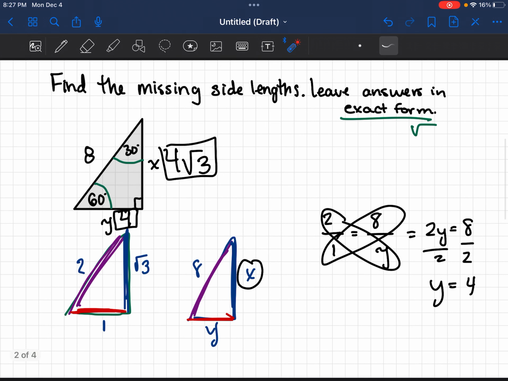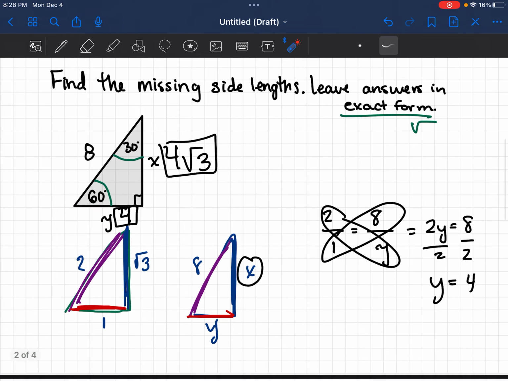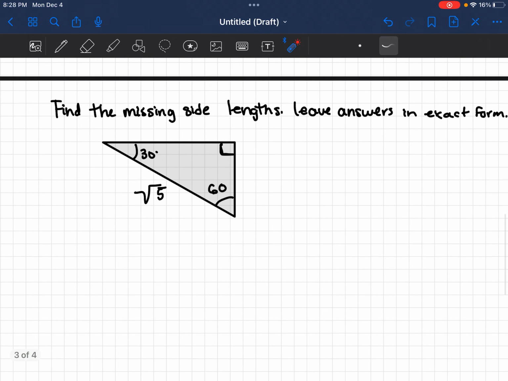So if I look back here, I see from 4 to 8 was times 2. And from the short leg to the long leg, it was 4 times the square root of 3. So that pattern is always going to hold true, and I can think about these being halves and this being times the root of 3. I can always come back also and use my similar proportions here to find what that value would be. So let's see another example here.